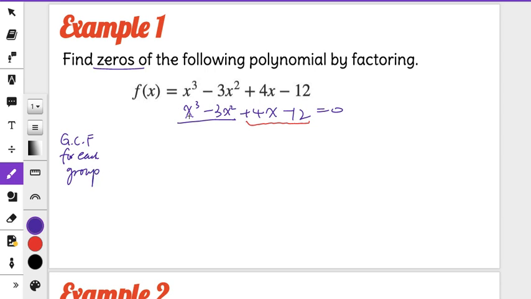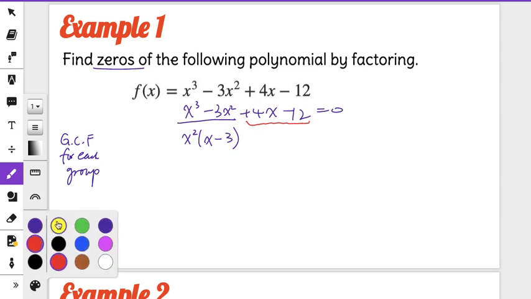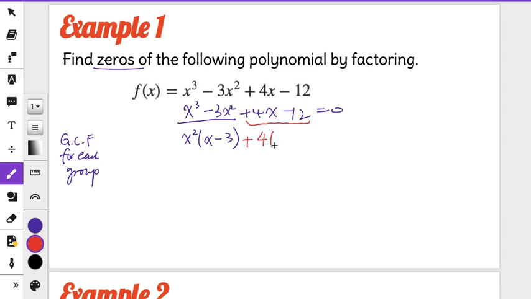So for the first one, x to the third minus 3x squared, they both have a factor of x squared. So I just take x squared out of this, and the rest will be x minus 3. And for the second part, I do the same thing. Since we have 4x minus 12, the greatest common factor is only 4 as a number, so the rest is x minus 3.